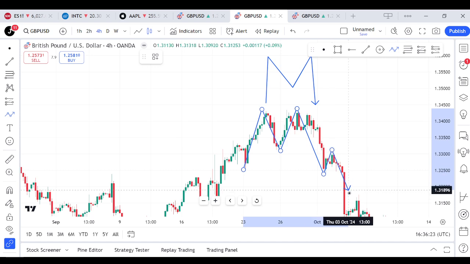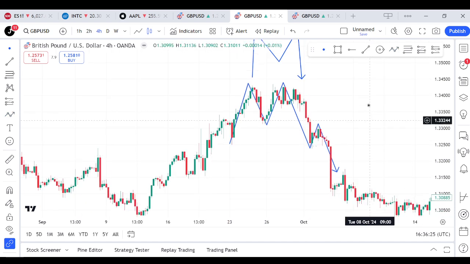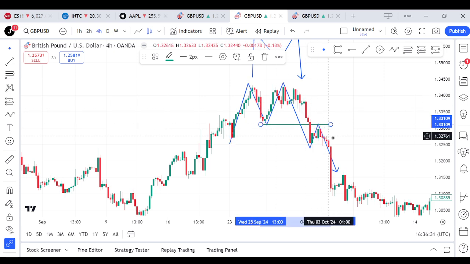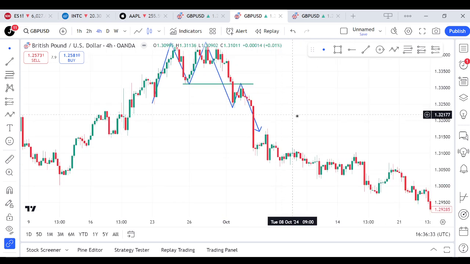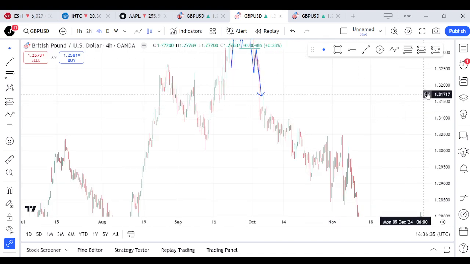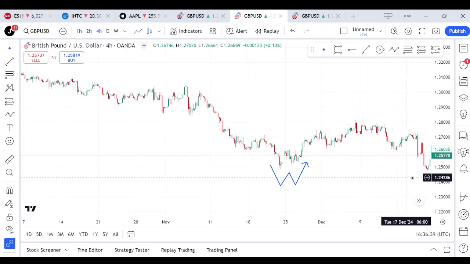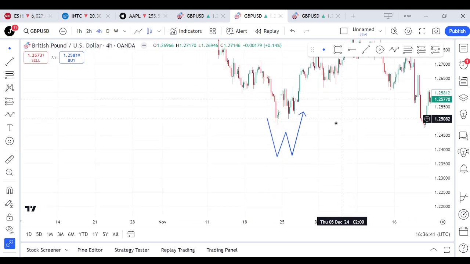I should be looking for a continuation from that level. As you can see right here, we have this wonderful retest of that double top pattern. So let's look at the double bottom pattern, the double bottom reversal pattern. So this is it right here. It's just the opposite of the double top.